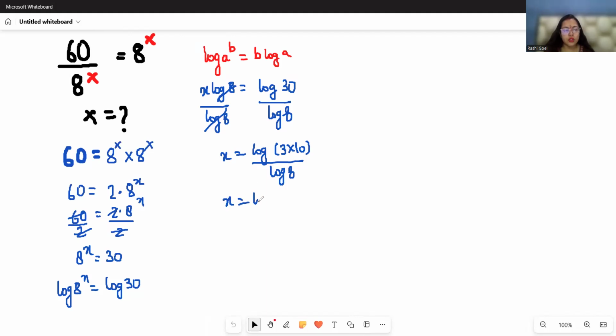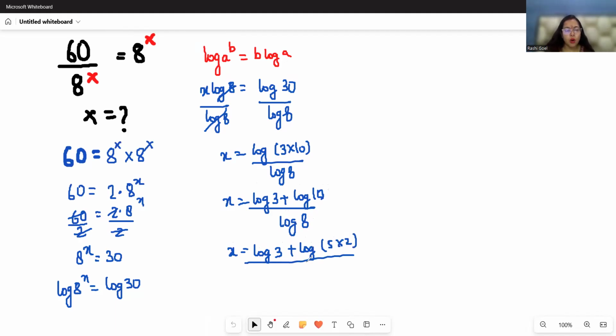So x equals log 3 plus log 10 divided by log 8. x equals log 3 plus log 10, as 5 times 2, divided by log 8. I can write 8 as 2 cube. So x equals log 3 plus log 5 plus log 2, divided by 3 log 2.